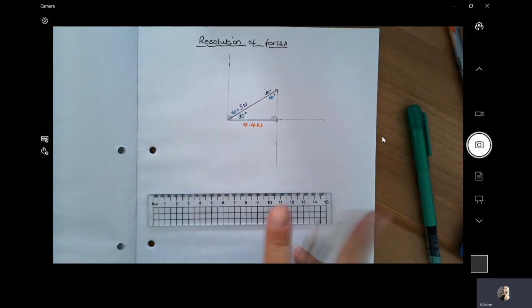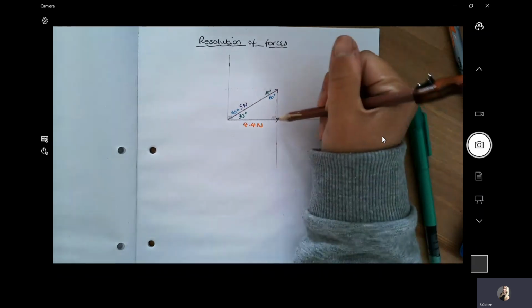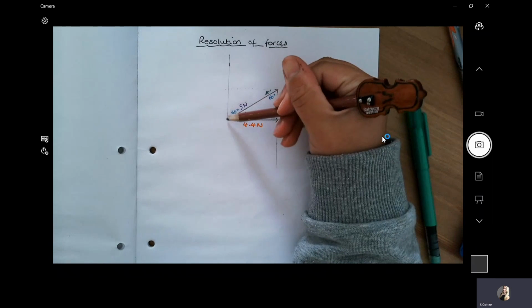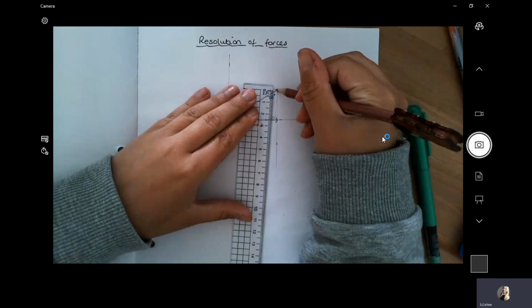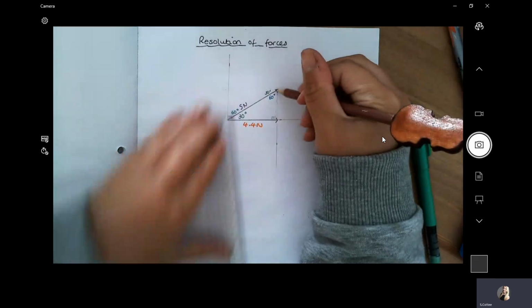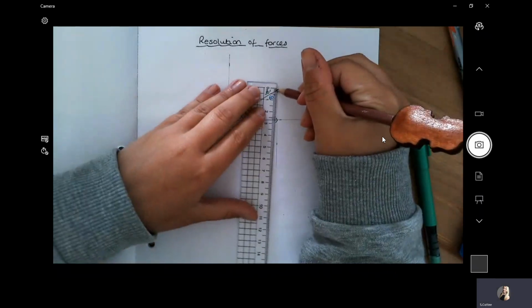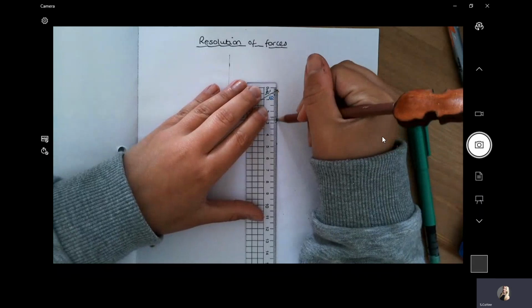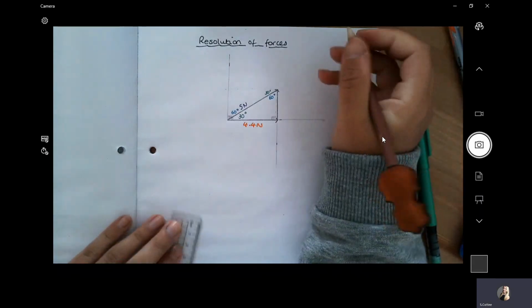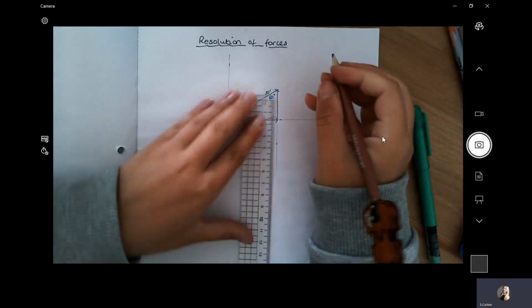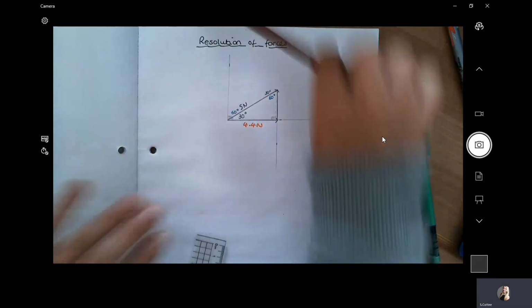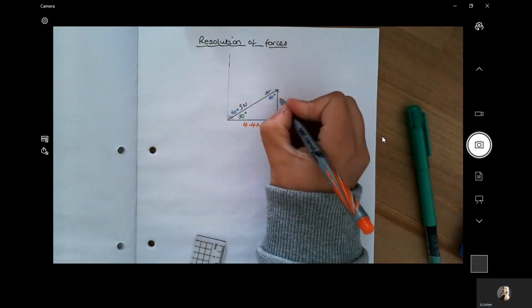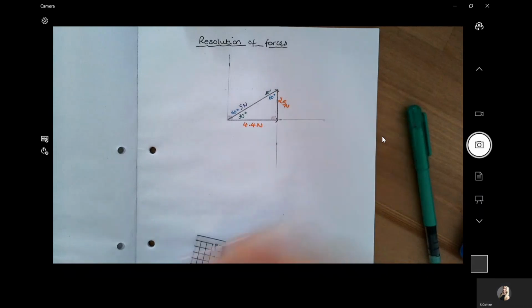However, some of you might have realised that this side is also going to be the same as this side. So you don't actually have to draw the next one in. Your vertical vector is going to be that side that we've already done. And if I measure this, that is 2.5 newtons.